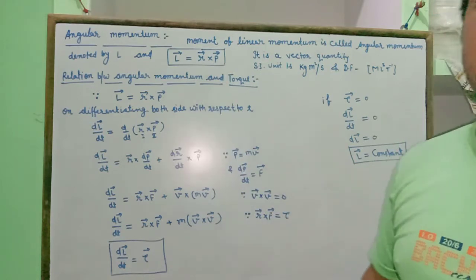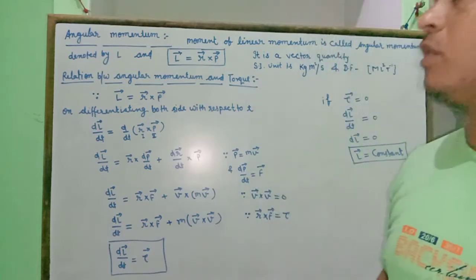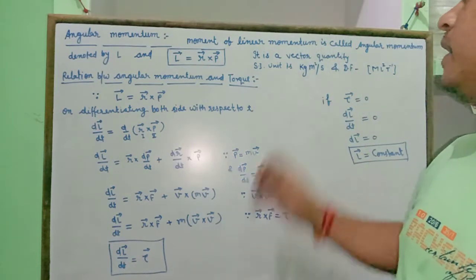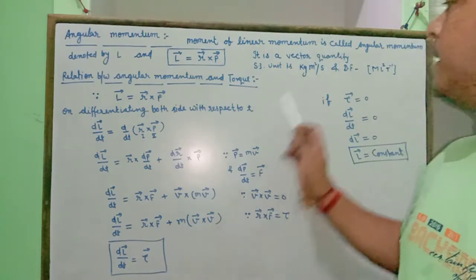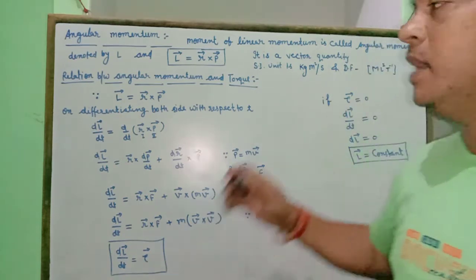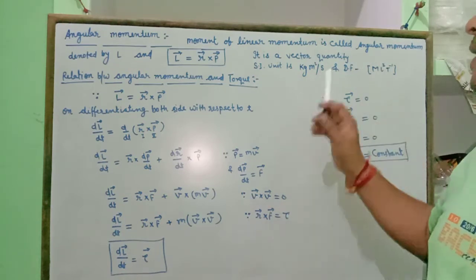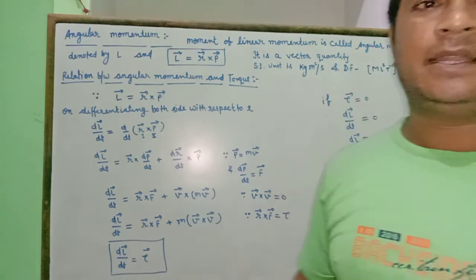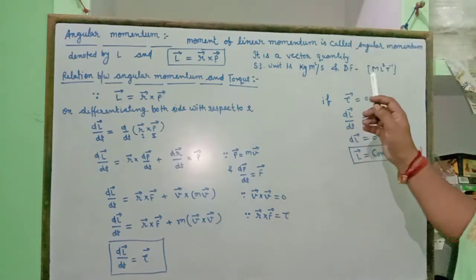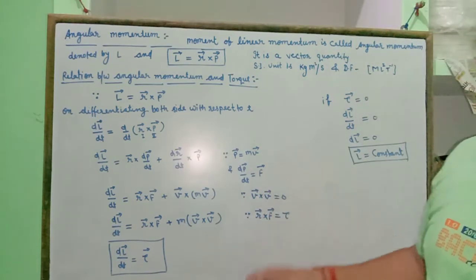It is a vector quantity because it has a specific direction, clockwise or anti-clockwise. Its SI unit is kg meter square per second and the dimensional formula is: kg for M, meter square for L square, per second for T inverse. So M L square T minus 1 is the dimensional formula of angular momentum.